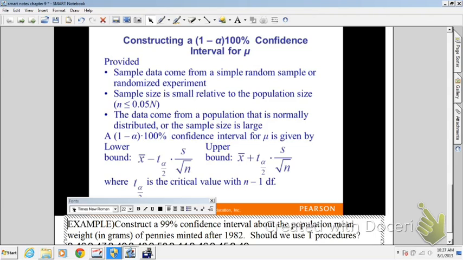Today we're going to be constructing a 1 minus alpha times 100% confidence interval for mu. This is called a t-interval on your graphing calculator. Let's look at the assumptions.